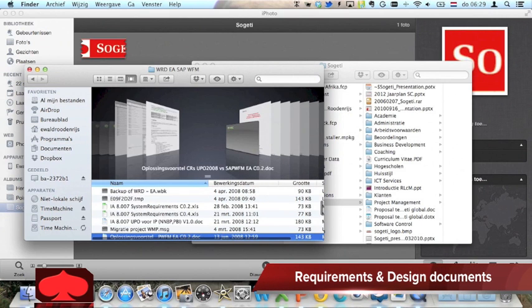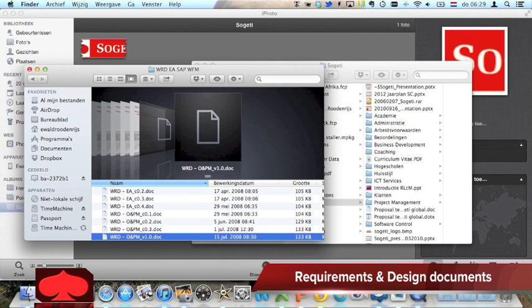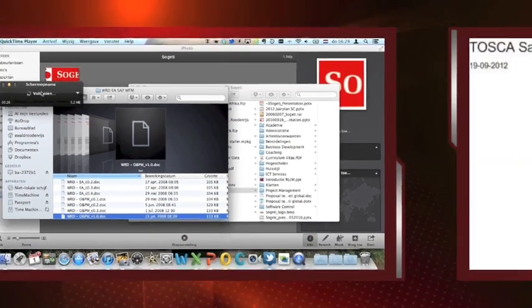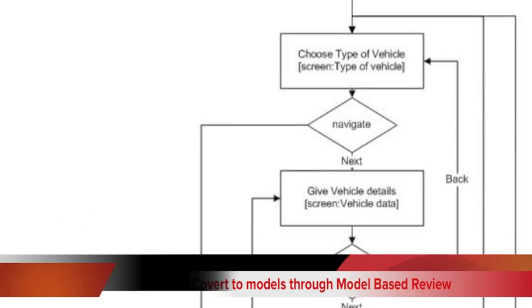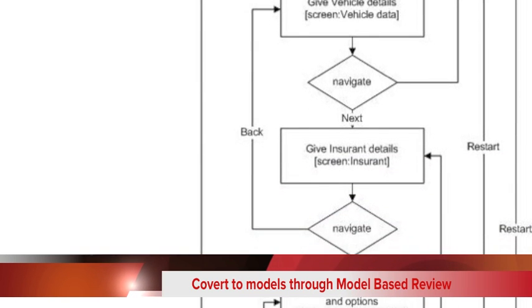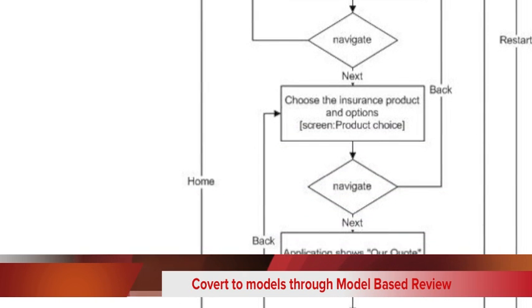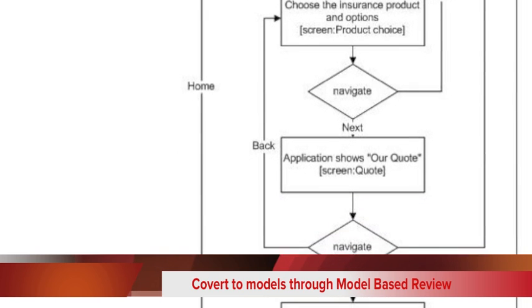First, we start by converting existing requirements and design documents into models. This is done by analyzing the documents and creating a model per screen flow for the system under test. This results in a model for model-based test design. These can then be reviewed for errors by performing a model-based review.